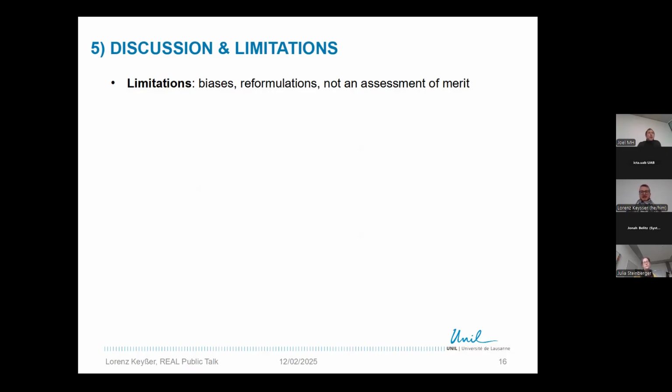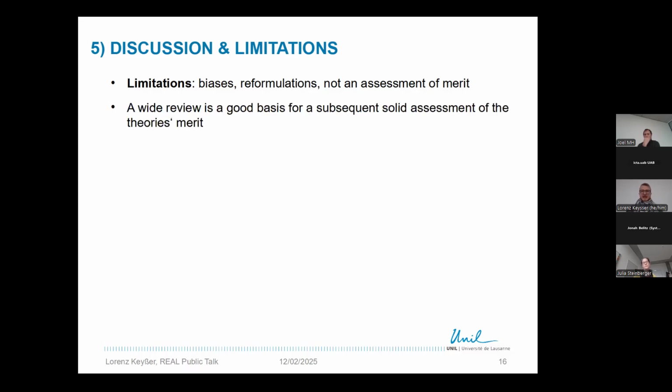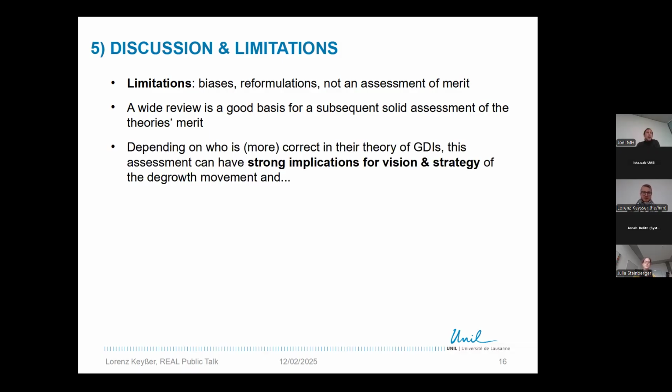And lastly, again, I can only stress that we do not propose an assessment of merit. So we also include mechanisms that have been heavily criticized in the literature, for instance, the whole debate around interest-bearing money creation, interest-bearing debt. We do not exclude any mechanism based on what we think about it. Still, we really think that a wide review is an essential basis for a subsequent solid assessment of the theories' merits. So we really have to discuss which theories actually make sense, which are empirically supported.